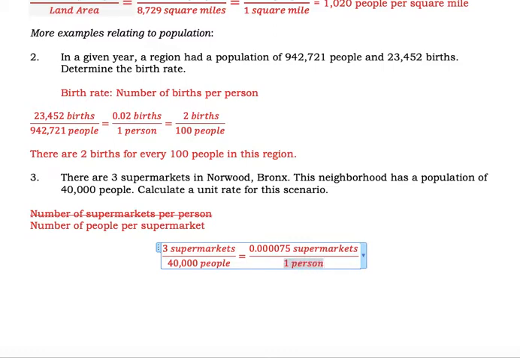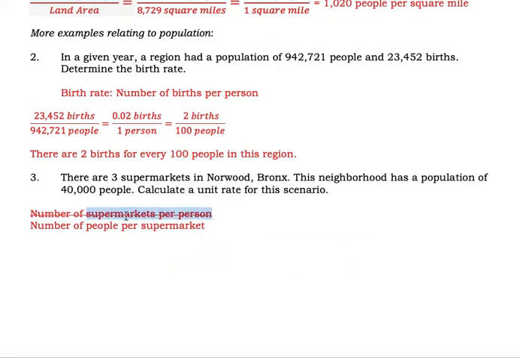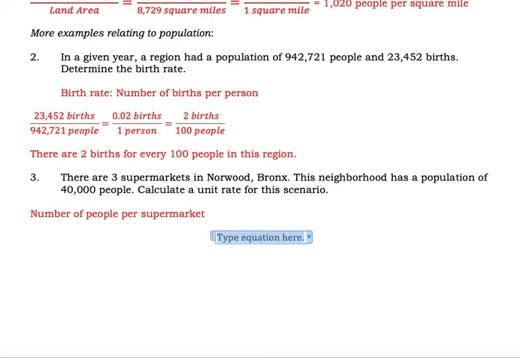Like I said before, this is not useful information. You're telling me there's 0.000075 supermarkets for every person in this region. That's not going to help me, which tells me that this is not the order I want it divided in. So I'm going to divide the number of people by the number of supermarkets.